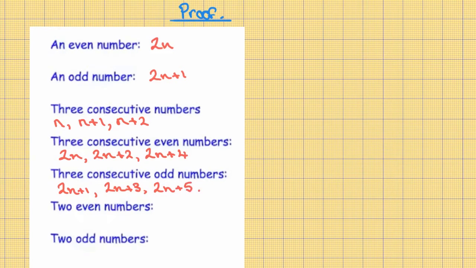Two even numbers. Well, we've already got an even number, 2n. We're not told that they are consecutive, so another even number might be 2m, where m is an integer. And similarly with two odd numbers, the first one 2n plus 1 and another odd number, not necessarily consecutive, would be 2m plus 1.